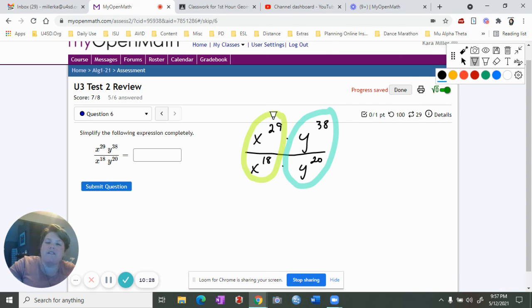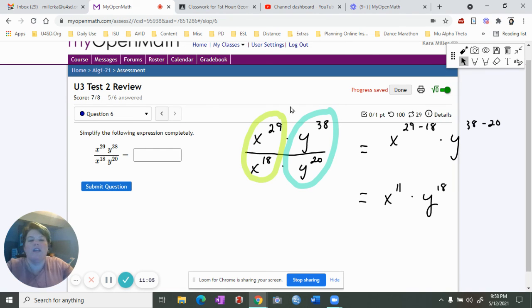Okay, so x to the 29th over x to the 18th is x to the 29 minus 18. And y to the 38th over y to the 20th is y to the 38 minus 20. So now we subtract the exponents. 29 minus 18 is 11, so x to the 11th. And then 38 minus 20 gives me a power of y to the 18th.